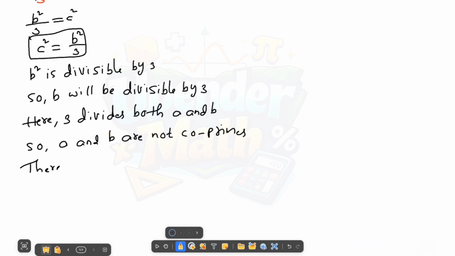Therefore our assumption is wrong. We have assumed that root 3 is a rational number, so therefore it is not a rational number. So therefore root 3 is an irrational number.